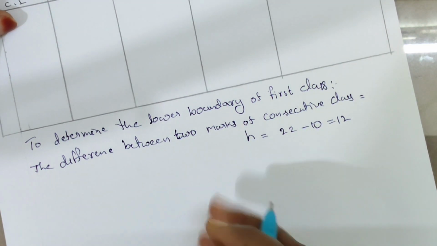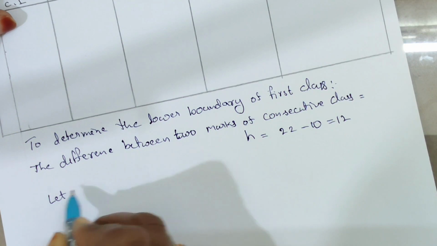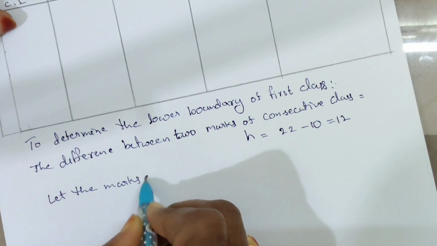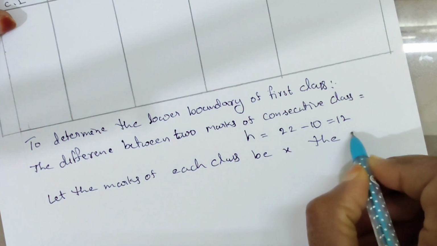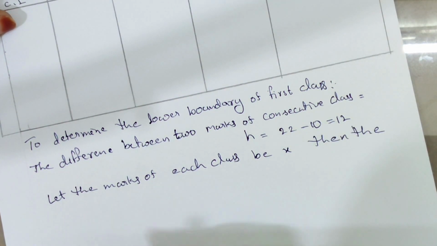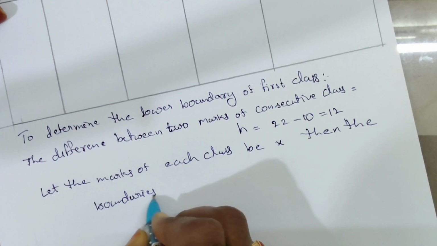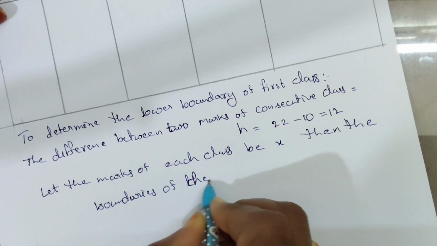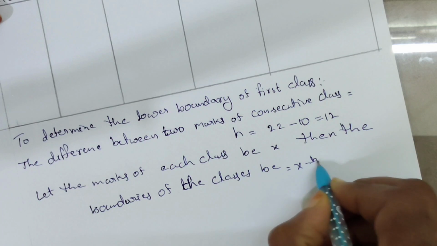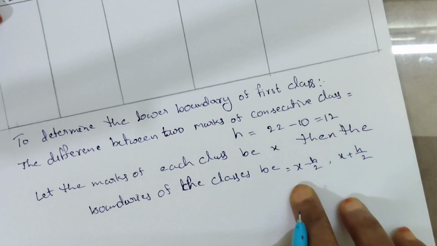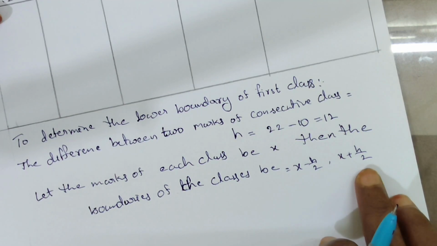So now we write each class's boundaries. Let the mark of each class be x. Then the boundaries of the classes will be x minus h by 2 and x plus h by 2. This one is the lower boundary, and this one is the upper boundary.